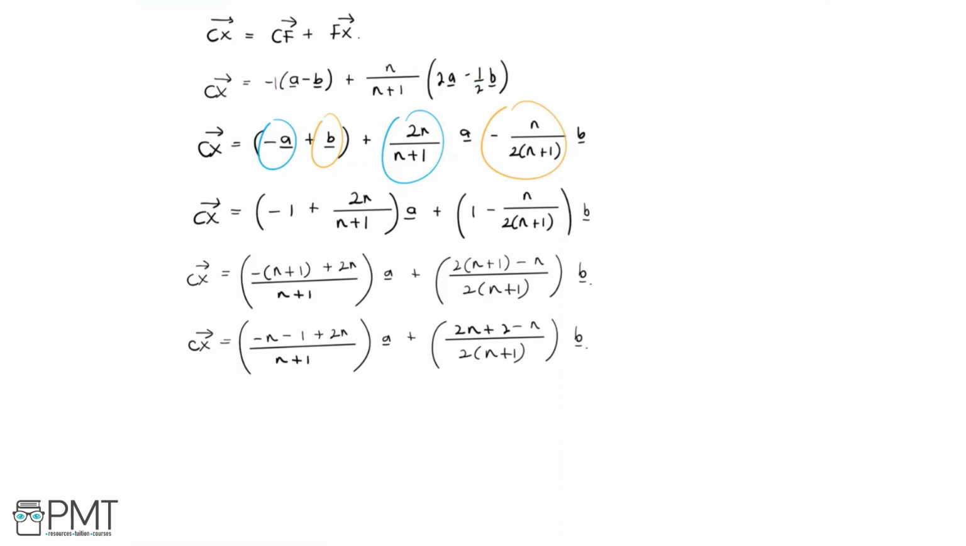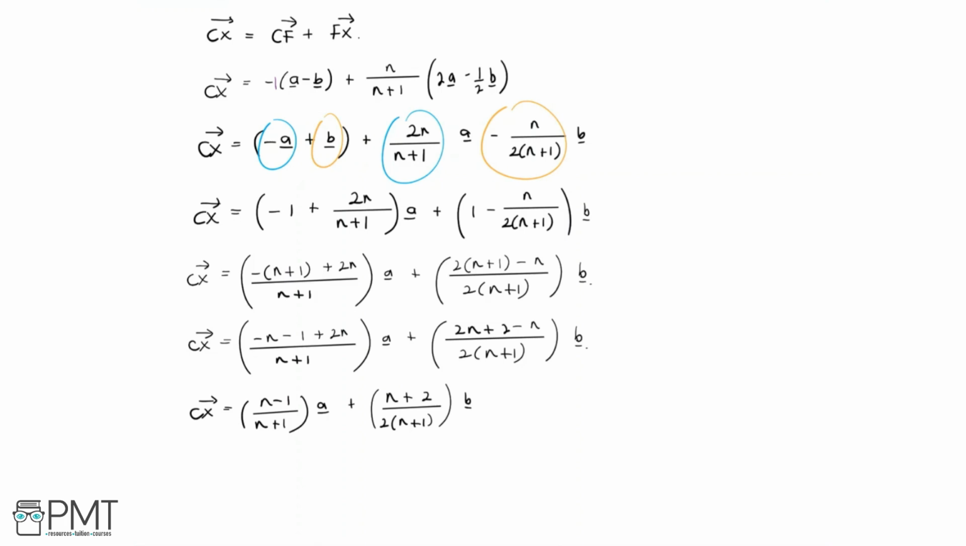Minus n minus 1 plus 2n can be written as n minus 1, and so the vector CX is equal to n minus 1 over n plus 1 a. Now looking at the terms for b, 2n plus 2 minus n is the same as n plus 2, and so the terms for b becomes n plus 2 divided by 2 lots of n plus 1 b.